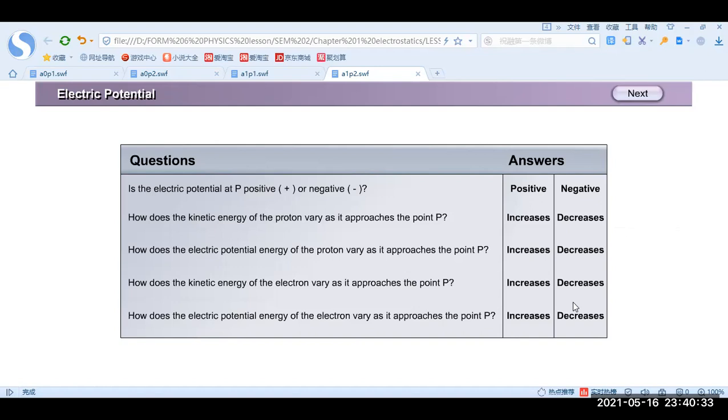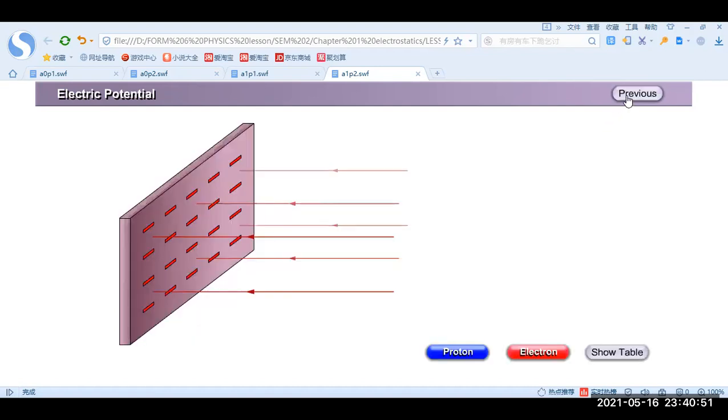Why? Because the kinetic energy will convert to potential energy. The loss of the kinetic energy converts to potential energy, which obeys the principle of conservation of energy.